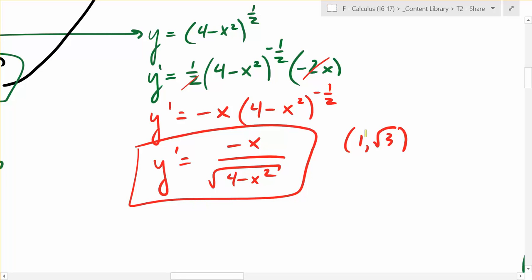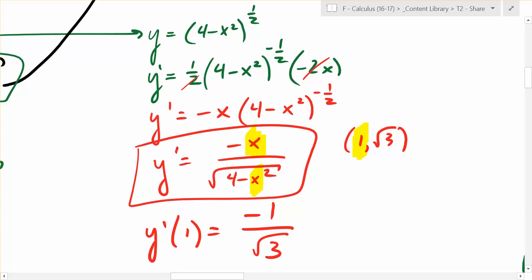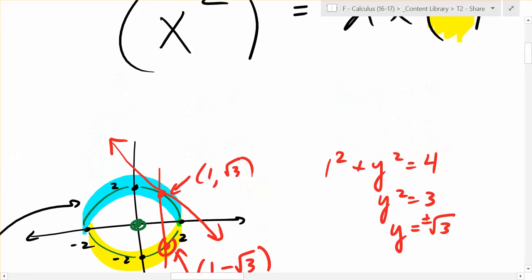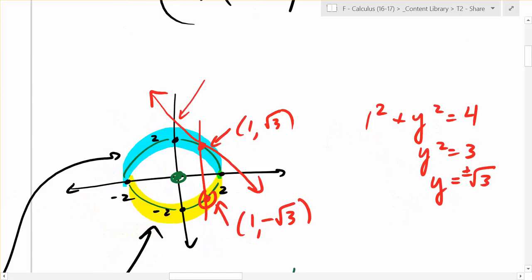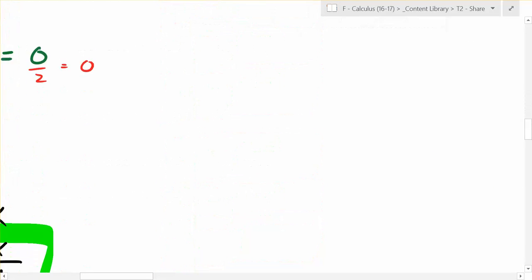So what's the x value? 1. So you plug that in and what do you get? What is y prime when x is equal to 1? Negative 1 over the square root of 3. Do you agree? Should it be negative? Is that slope negative on this line right here? Yes, it's going down.